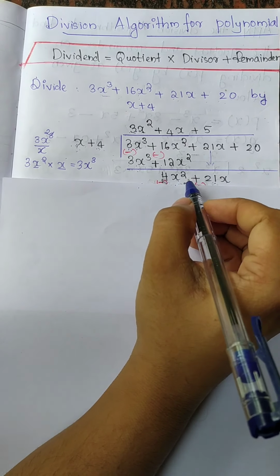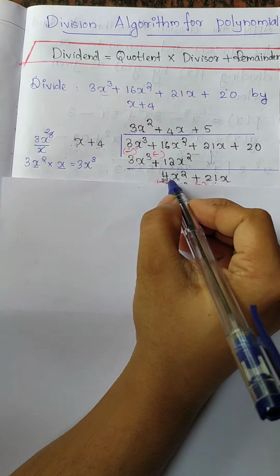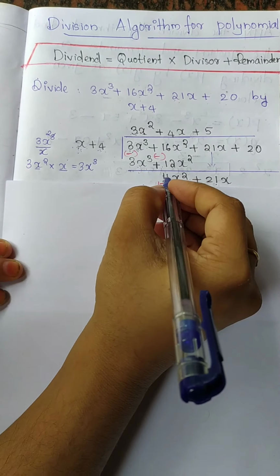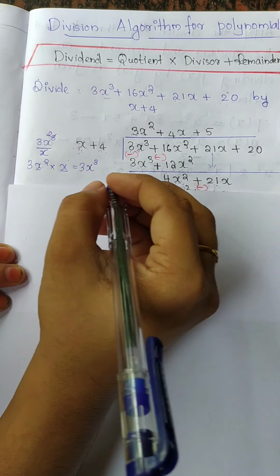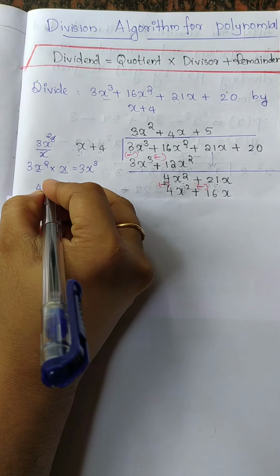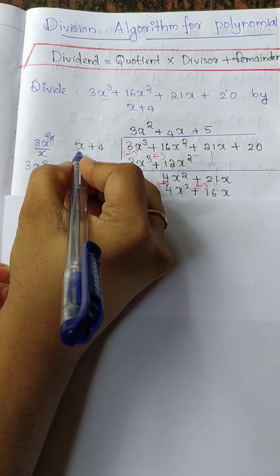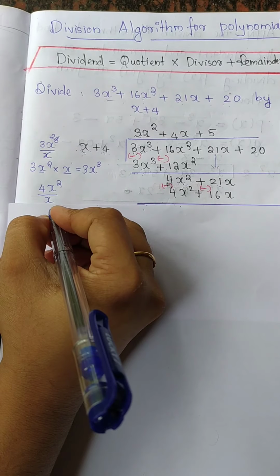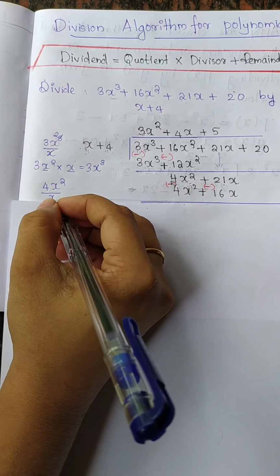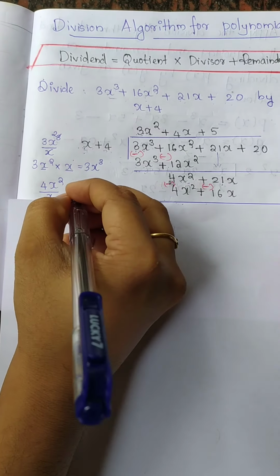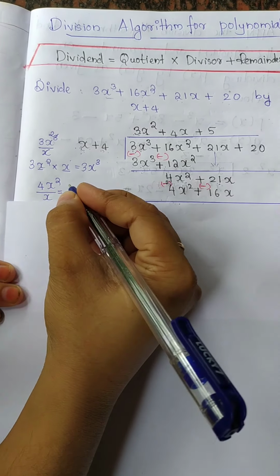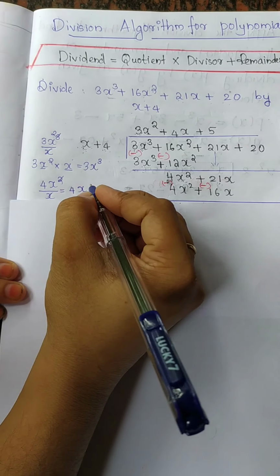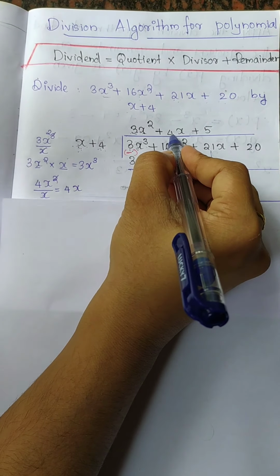We have to divide the highest degree power of the new dividend by the highest degree power of the divisor. The highest degree power is 4x square. We have to divide 4x square by the highest degree power of the divisor, that is x. So 4x square by x, what do you get as the answer? That is equal to 4x. So this is the second term of the quotient.